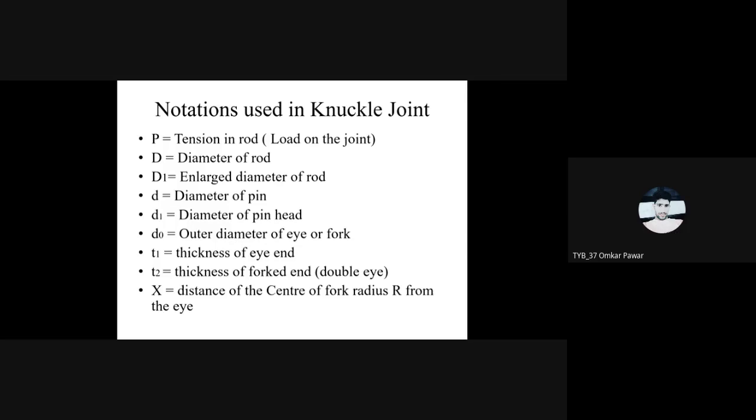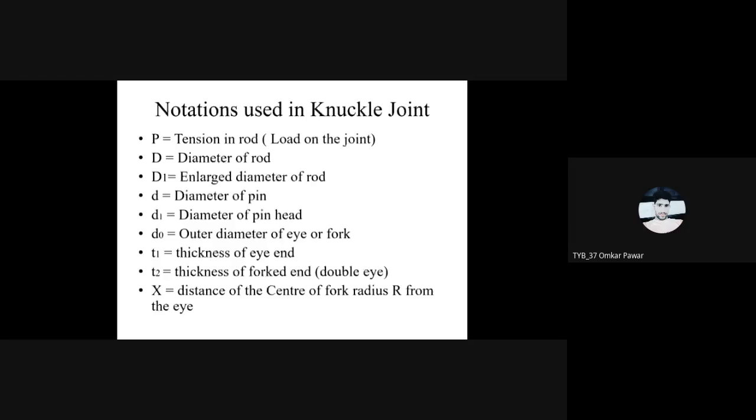Capital D we are going to use for both end rods, and we are not going to separate out the fork end side rod and the single eye section side rod. So for both rods we are going to characterize the diameter as capital D. Then D1 is the enlarged diameter of the rod at the single eye section and the double eye section too.